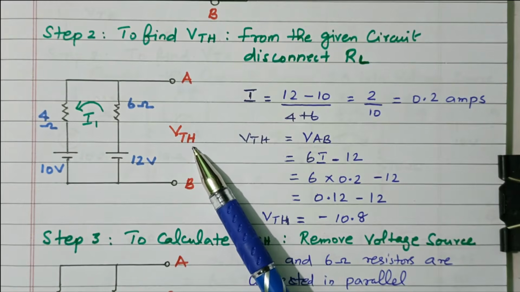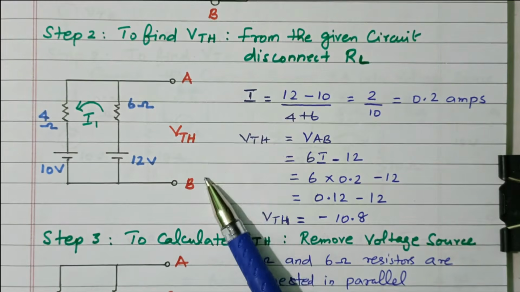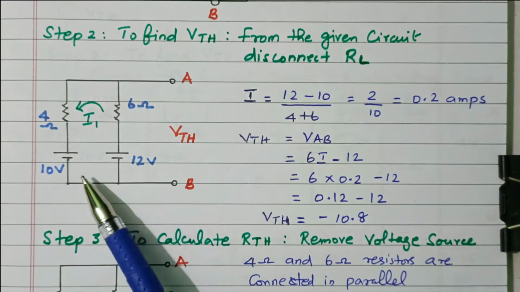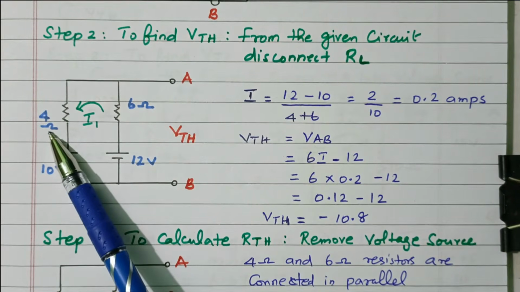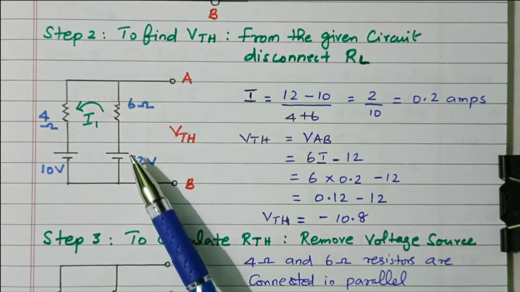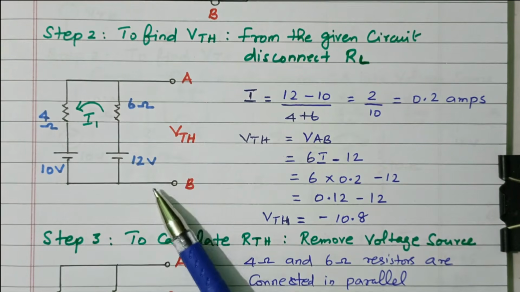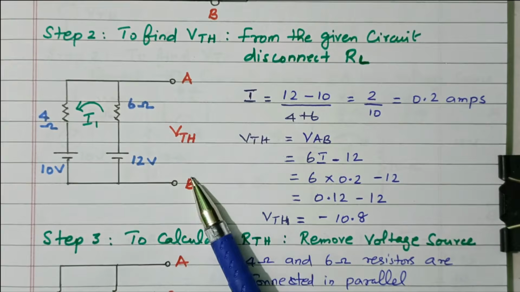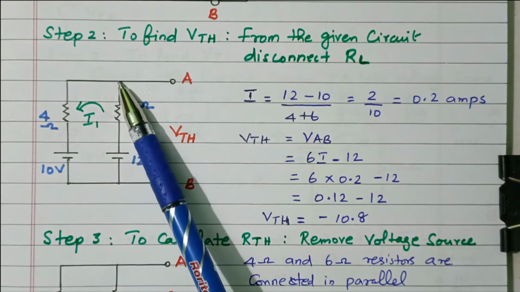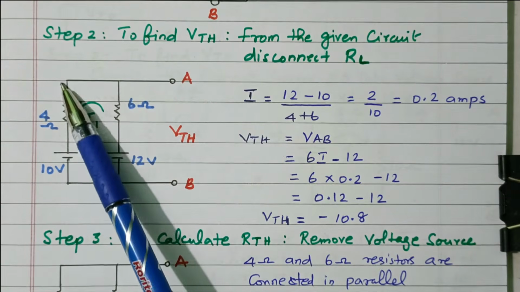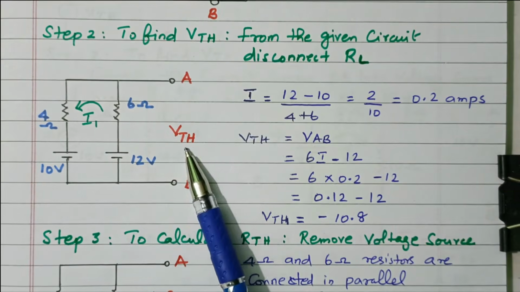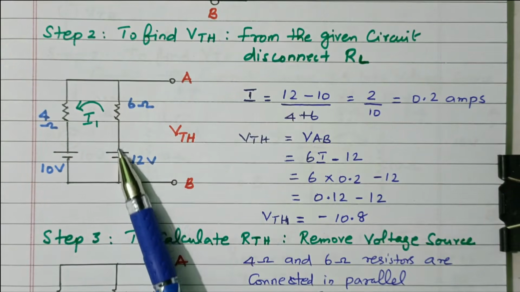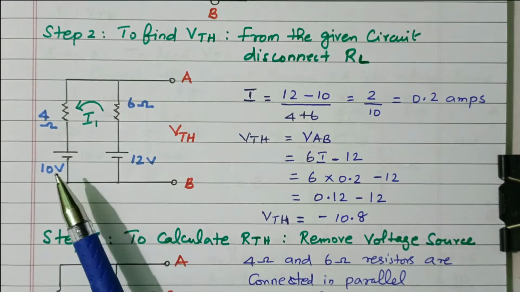We need to find this V Thevenin with the sources in place. We already know that a 10 volt source is connected in series with the 4 ohm, and a 12 volt source is connected in series with the 6 ohm. So the voltage across AB is nothing but the voltage across either this arm or that arm. Both are the same. V Thevenin is equal to the voltage across this arm or the voltage across that arm.